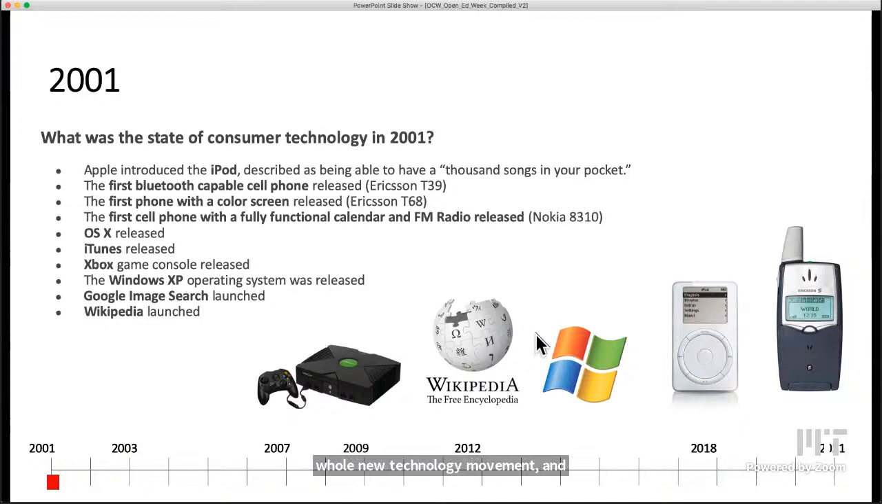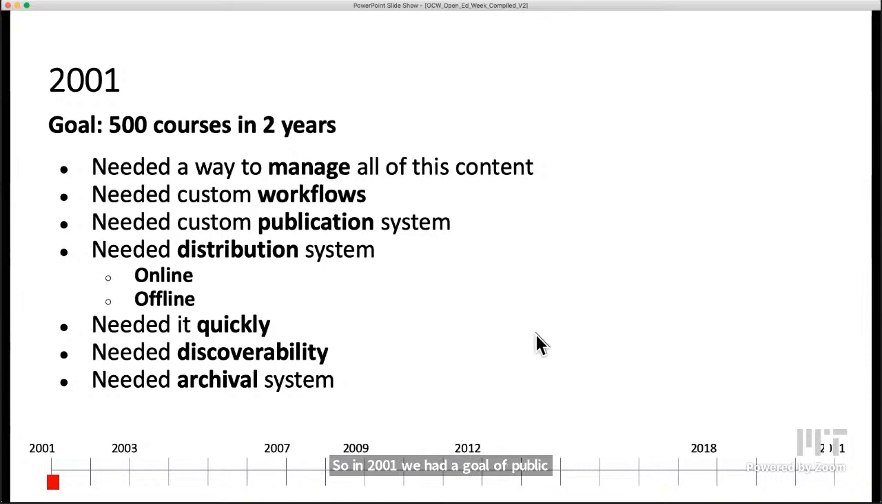Next slide, please. So in 2001, we had a goal of publishing 500 courses within two years. We needed a way to manage all this content. We had to develop custom workflows, a custom publication system, a distribution system. We needed to figure out how to get our content to people online, offline, everywhere we could in the world. We needed it quickly. We needed it to be discoverable. We had a lot of needs around this. Next slide, please.